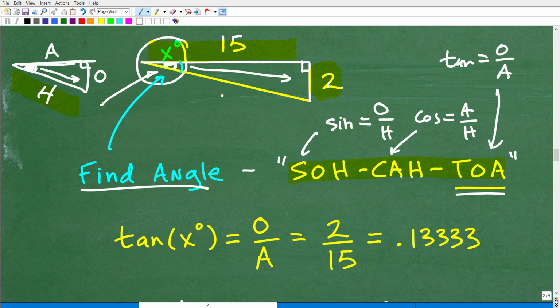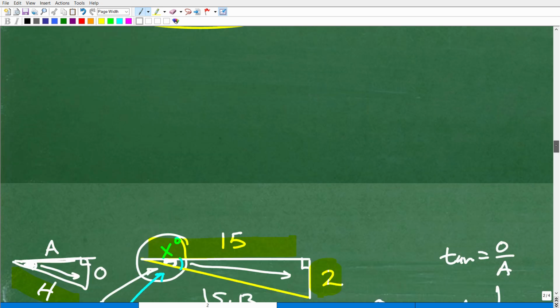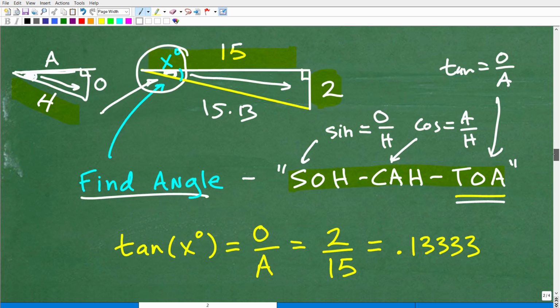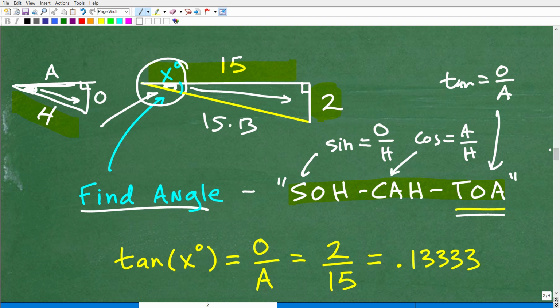Now, of course, I do have the hypotenuse, which I think was 15.13, if that was the correct answer. But let's see, yeah, 15.13. So if you wanted to, you could use a sine or cosine, but because this is kind of rounded off, 15.13, you're better off using these lengths because these are not rounded. So what we need to do now is find this angle using the tangent.